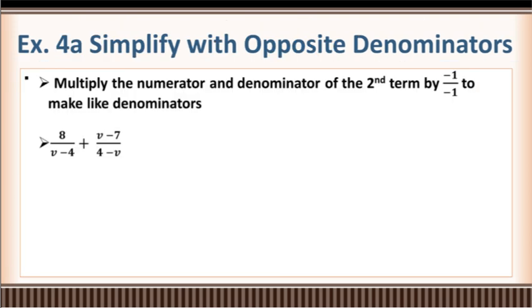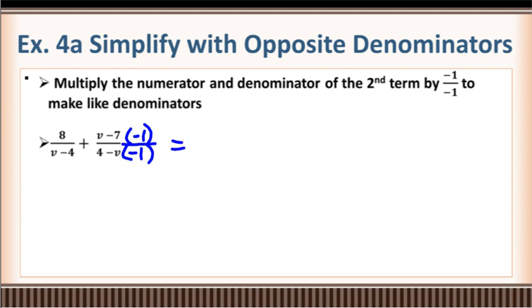Fourth type of question, simplify with opposite denominators. So we're going to need to multiply the numerator and denominator. You can either do the second term or the first term. It does not matter. But you're going to multiply that by a negative 1 over a negative 1 so that you can get like denominators. So I'm going to multiply the second one by a negative 1 just because I like having my variables positive.